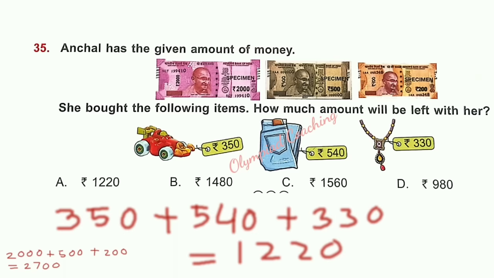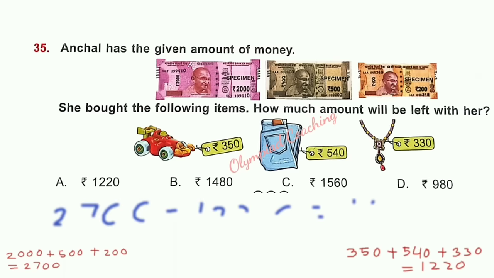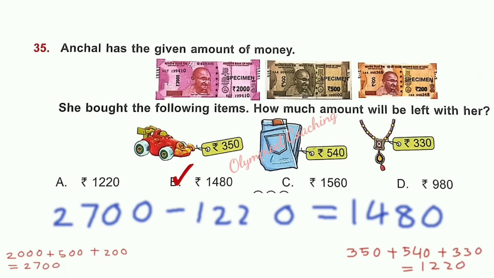She spends 350 plus 540 plus 330 equals 1220. So the amount of money left with her equals 2700 minus 1220 equals 1480. Option B is correct.